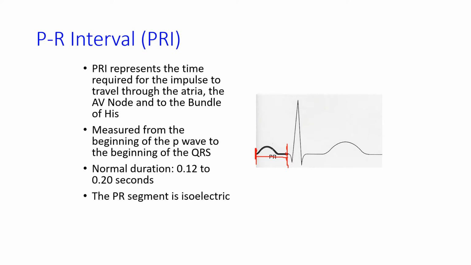A normal duration for your PR interval is 0.12 to 0.20. And the PR segment, which is when the AV node is pausing, should be isoelectric, meaning that everything comes back to the neutral line, the isoelectric line.